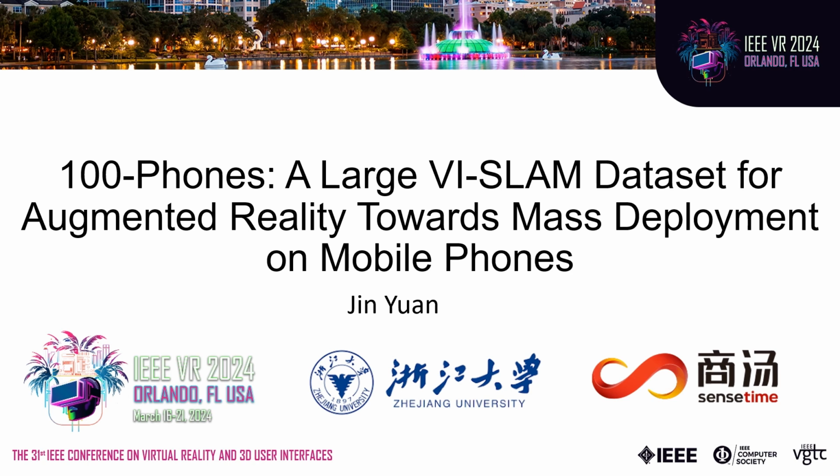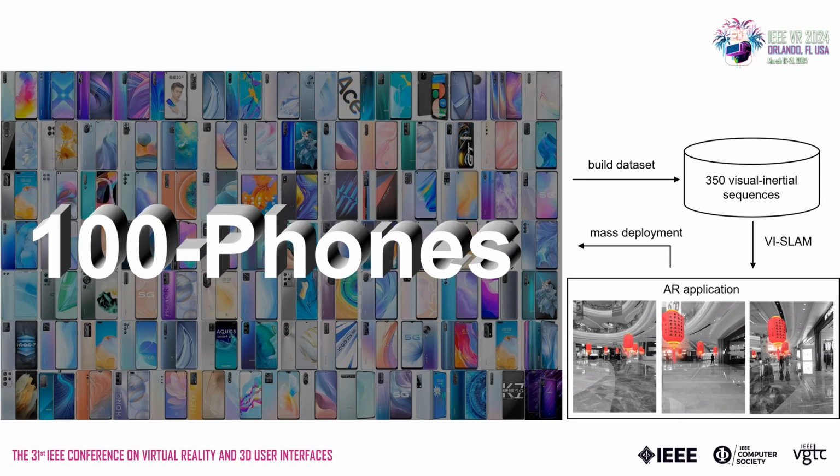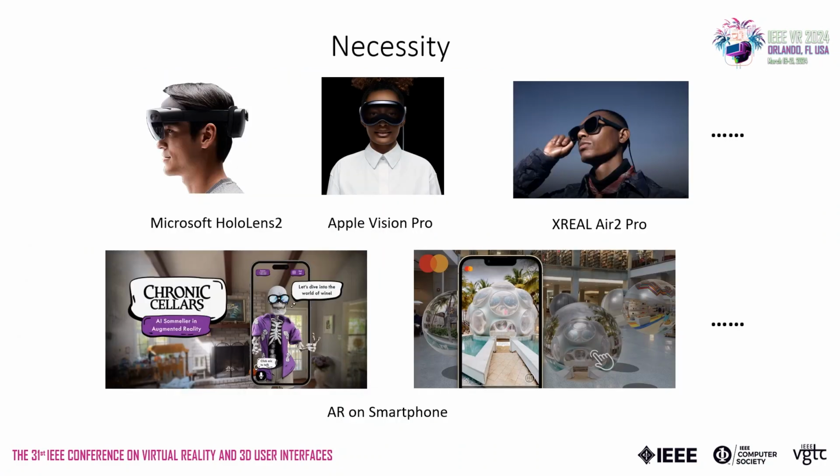In this work, we propose 100 Phones, a large VI-SLAM dataset consisting of 350 sequences collected by 100 different models of phones, aiming to promote the mass deployment of VI-SLAM for AR on mobile phones. First, let me introduce the necessity of our 100 Phones dataset.